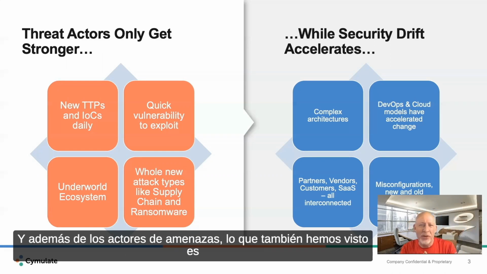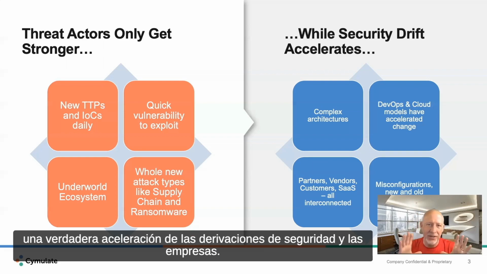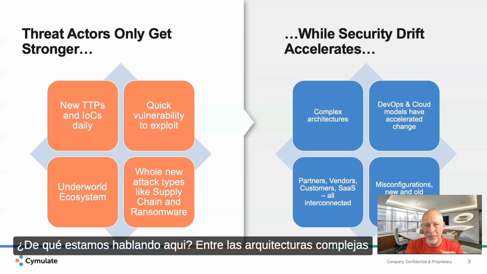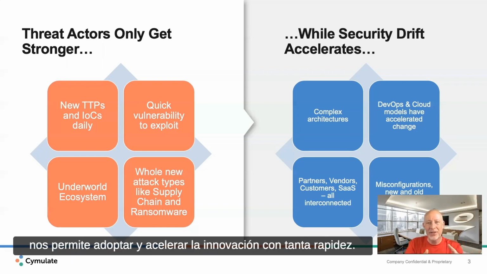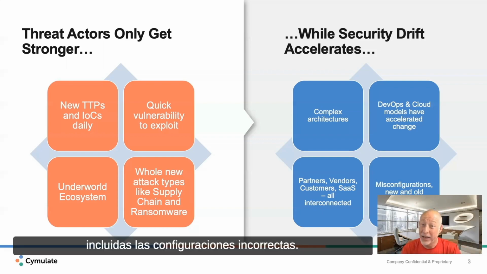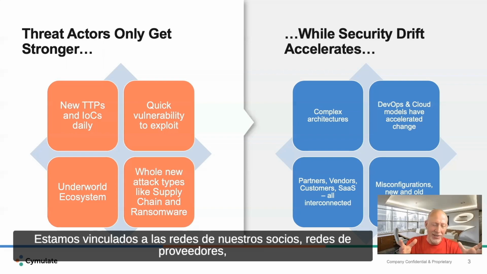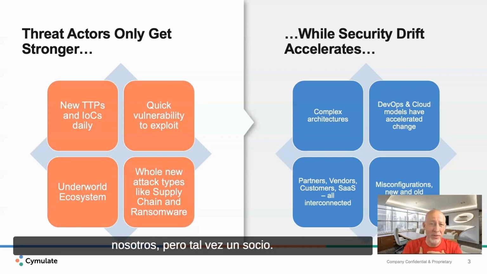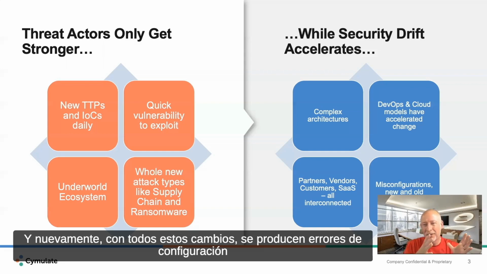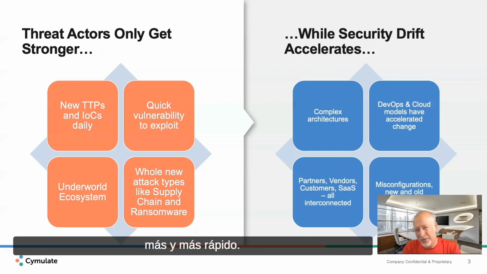And on top of the threat actors, what we've also seen is a real acceleration in security drift in enterprises. What we're talking about here is the complex architectures that we have, and the fact we now have a DevOps cloud model, which allows us to adopt and accelerate innovation so quickly. With a few keystrokes in Chef, Puppet, Ansible, Jenkins, you could push out whole environments, thousands of machines, including misconfigurations. We are tied into our partners' networks, vendors' networks, our customers, software as a service. We're all interconnected, and often the weakest link is not us, but maybe a partner. And again, with all these changes, misconfigurations occur faster and faster.